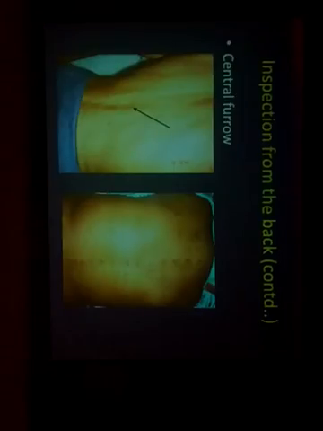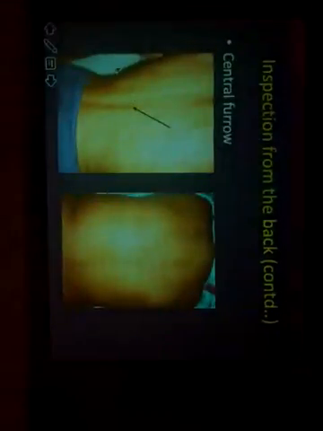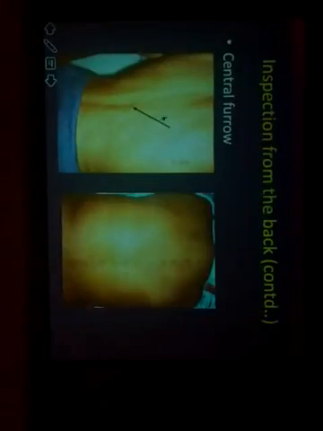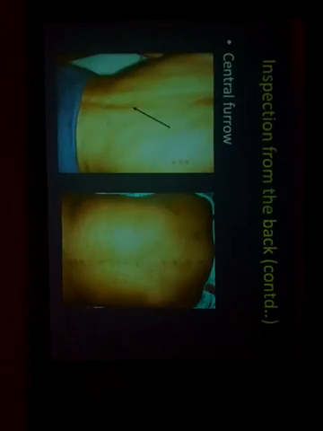One example you can see of this: the central furrow is deepened because of muscle spasm. You can see very obvious muscle spasm, and because of that, the central furrow is deepened. In a patient of wasting, or if there is a kyphotic deformity, the central furrow will be decreased.